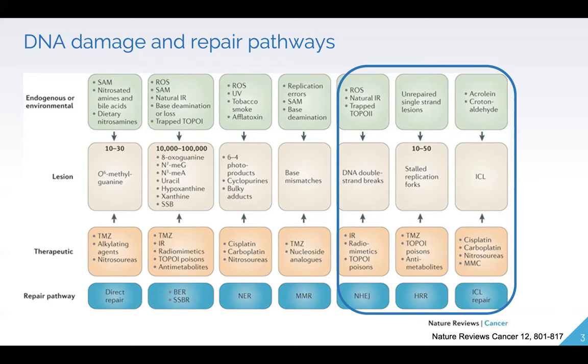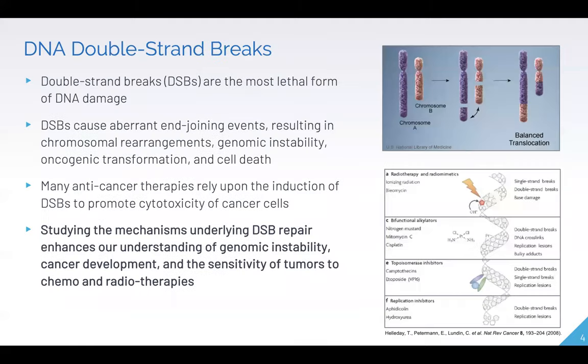Today, we'll focus on the repair of double-strand breaks, and again, it's important to realize that double-strand breaks are probably the most lethal of all kinds of damages that can affect DNA. They are the most serious form of damage that can affect DNA, as we just said. And most of the lethality actually comes from the aberrant, or what we call inaccurate, end joining between different breaks that can happen throughout the genome. These obviously can result in chromosomal rearrangements, genomic instability, oncogenic transformation, and can ultimately lead to cell death.